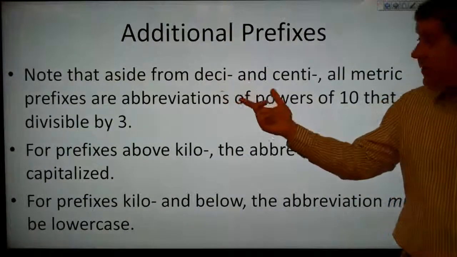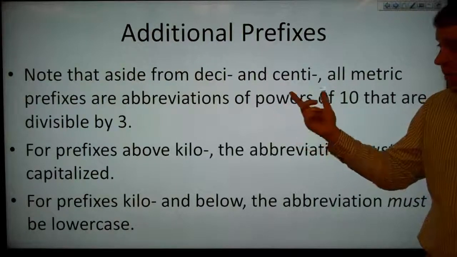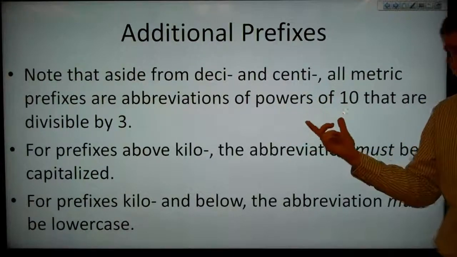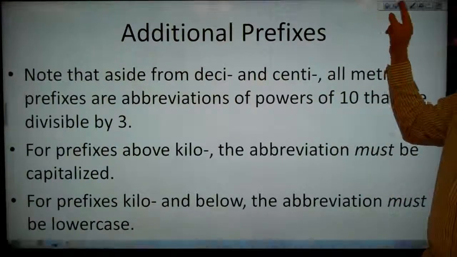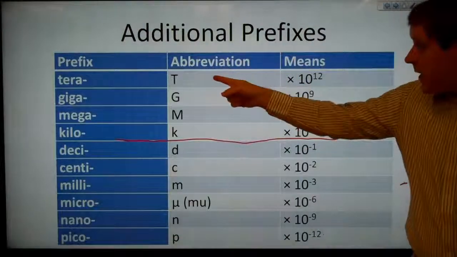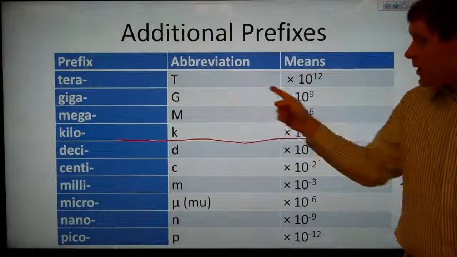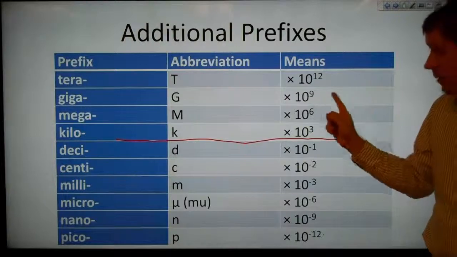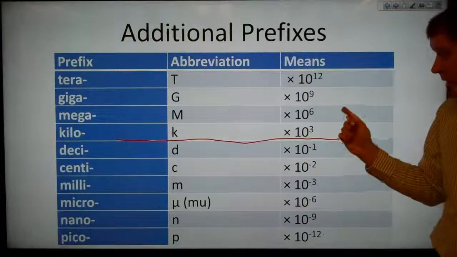So note that aside from deci and centi, all of our metric prefixes are abbreviations of powers of 10 that are divisible by 3. So let's go back. So tera is 10 to the plus 12. 12 is divisible by 3. Giga is 10 to the 9. 9 is divisible by 3. Mega, 10 to the 6. 6 is divisible by 3. Kilo is 10 to the 3.